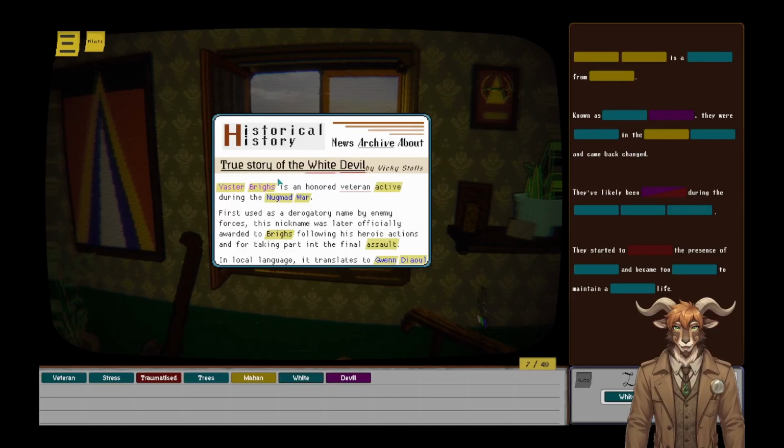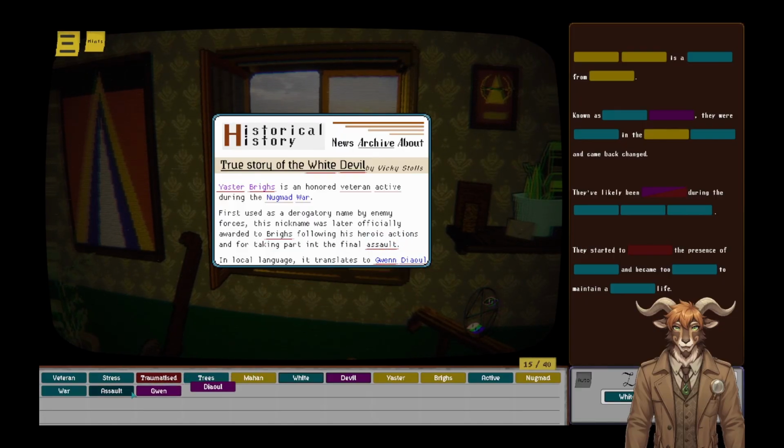True Story of the White Devil by Vicky Stolz. Yester Briggs is an unrated veteran active during the Nugmad War. First used as a derogatory name by Indian forces, his name was later officially awarded to Breeze following heroic actions for taking part in the final assault. In local language, it's chosen as Gwendale. Does that just take me back to this page, or maybe it will?